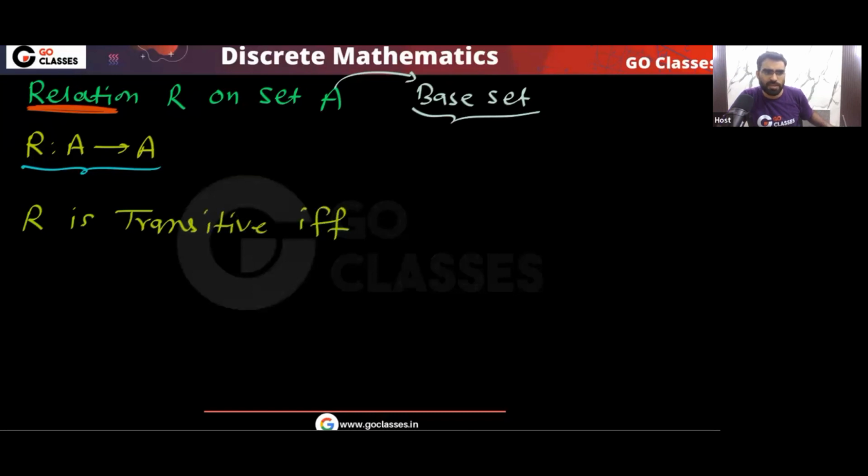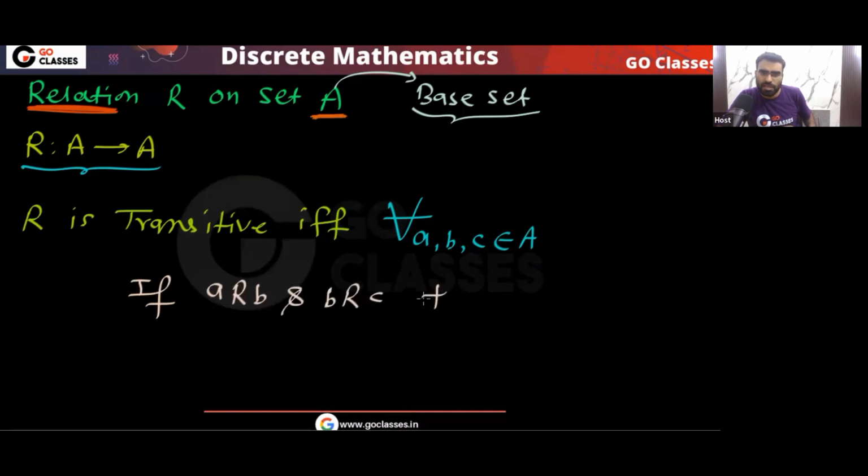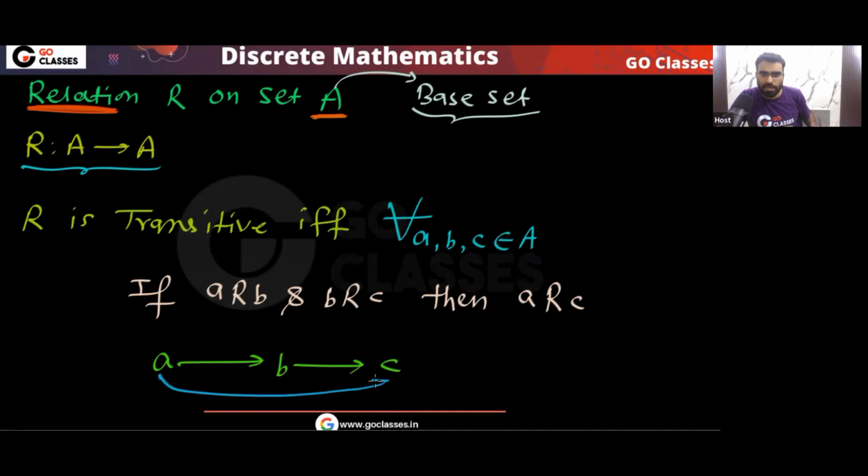This relation will be transitive if and only if, what is the condition? The condition is, for all elements A, B, C of this base set A, what must happen? This must happen: if A is related to B and B is related to C, then A must be related to C. Very simple point. This is the definition that if A is related to B, B is related to C, then in the transitive relation, A must be related to C.